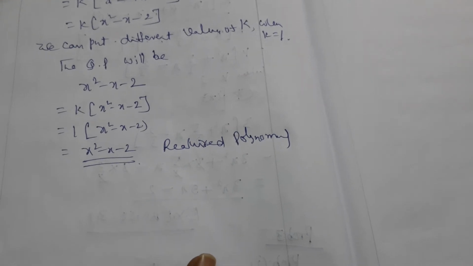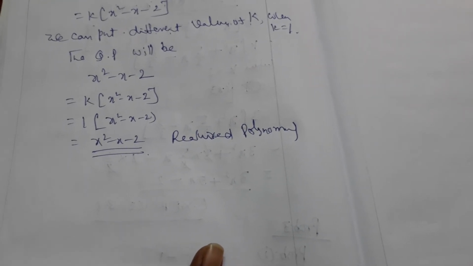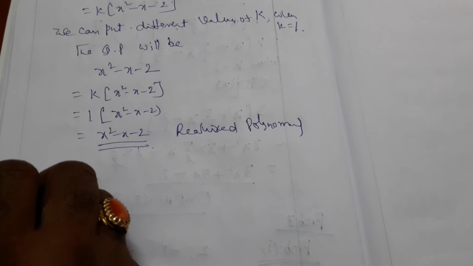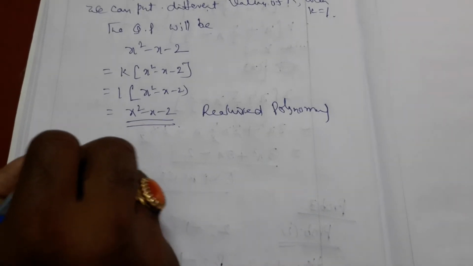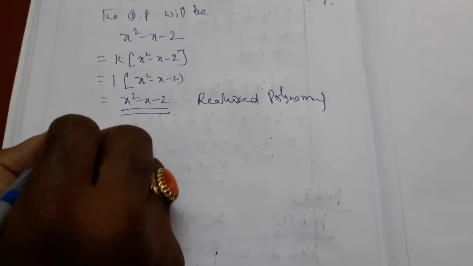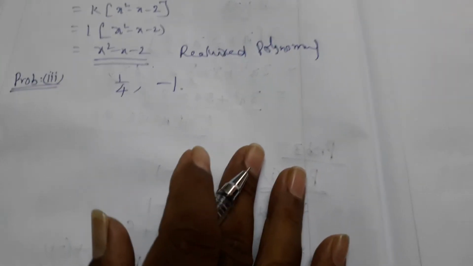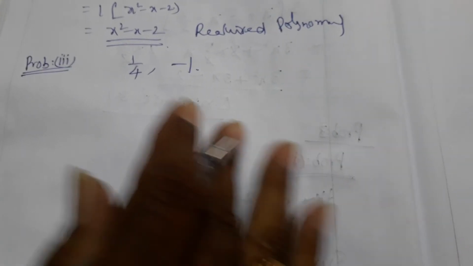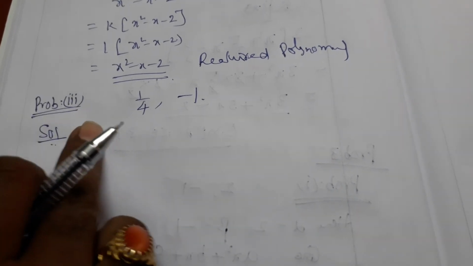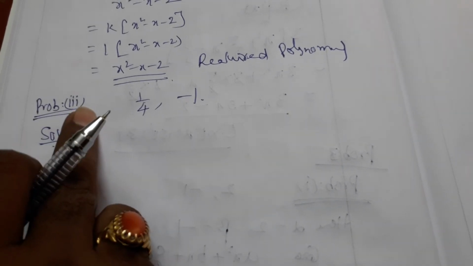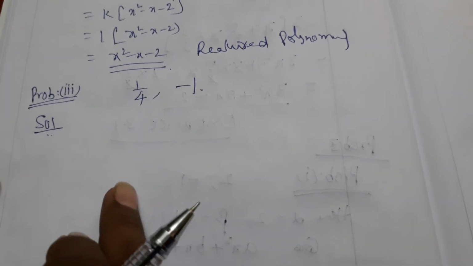Now see the Roman 3 problem in this third problem. Given 1 by 4 and minus 1 are the zeros of the polynomial. Here is the solution. Roman 2 is homework. Dear students, Roman 2 is homework. Now I am explaining Roman 3 in the third problem.